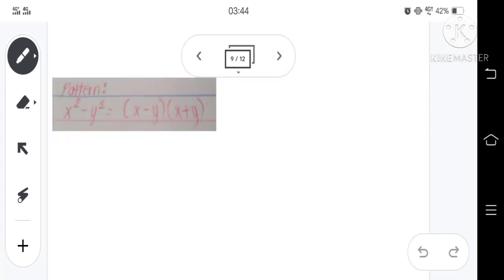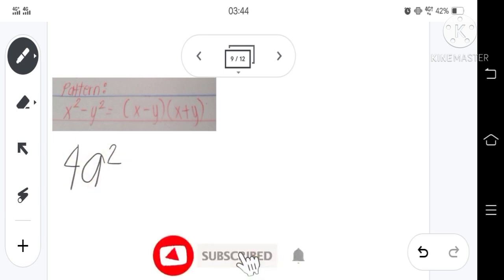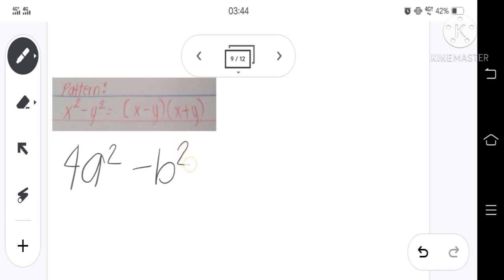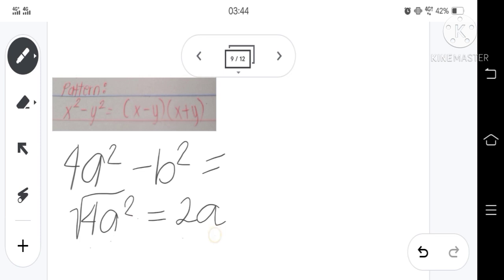Another example. 4a squared minus b squared. So, for the solutions, find the square root of 4a squared, which is equal to 2a. The square root of 4 is 2, and the square root of a squared is a. Now, the square root of b squared is equal to b. Therefore, our two terms are 2a and b.